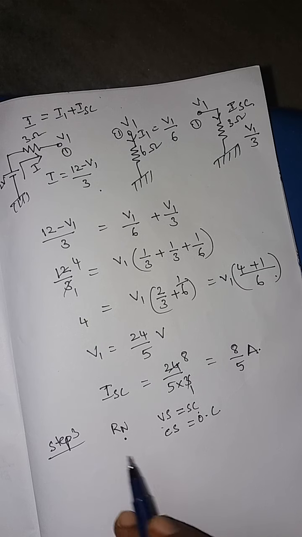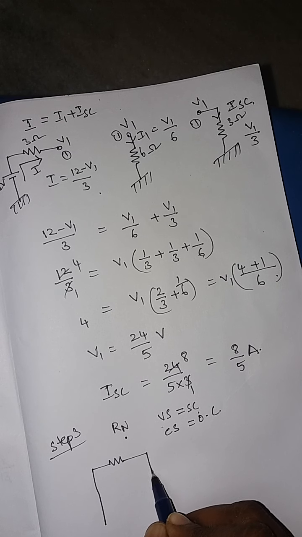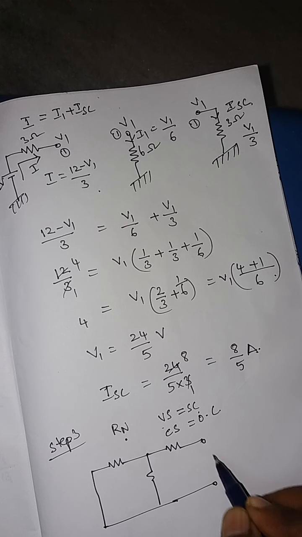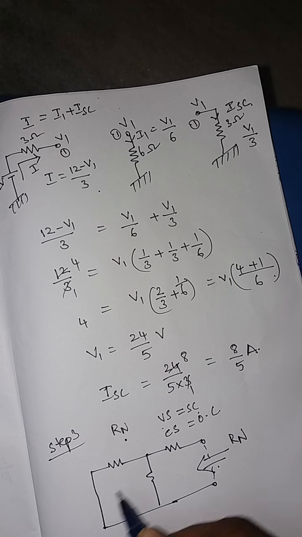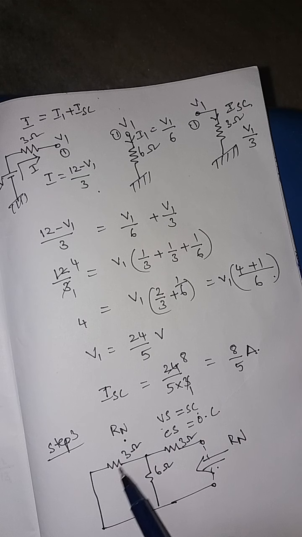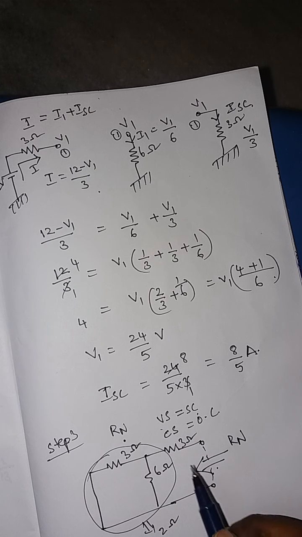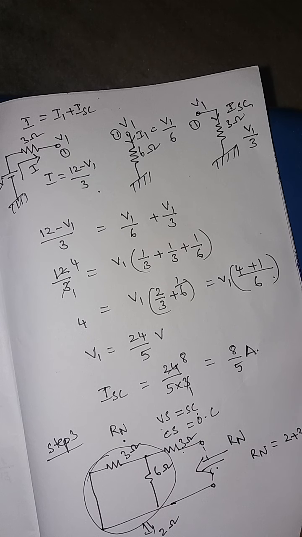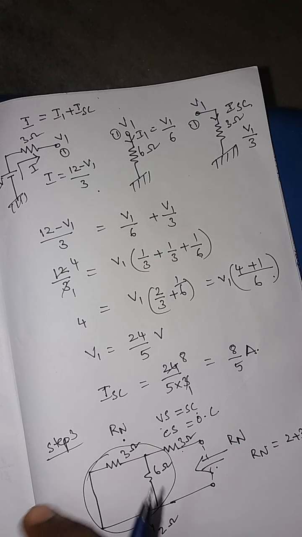So then we have the network like this. By seeing from the short circuit terminals, you need to find out RN. This is 3 ohms, 6 ohms, 3 ohms. Now these two are parallel. The parallel combination of these two is 2 ohms. It is connected in series with 3. So hence RN is equal to 2 plus 3, which is 5 ohms. Already we solved this network in the case of Thevenin's theorem.